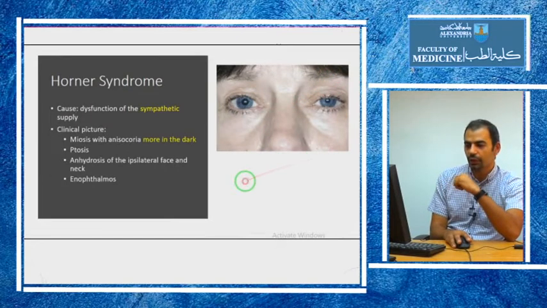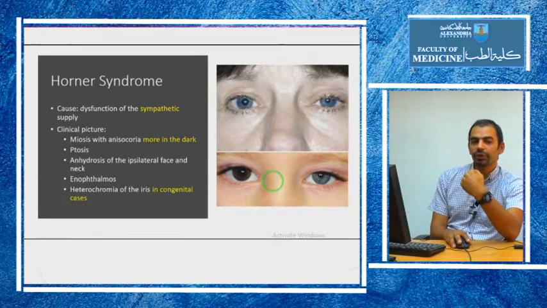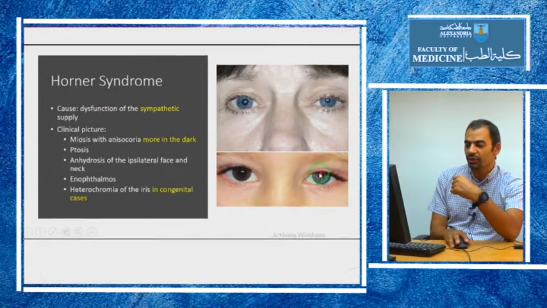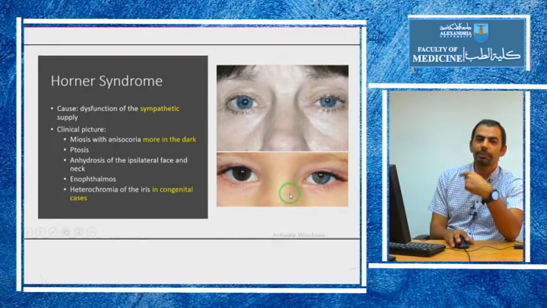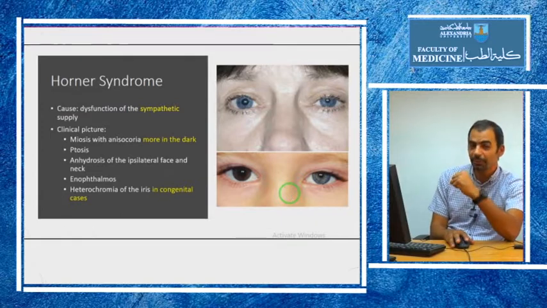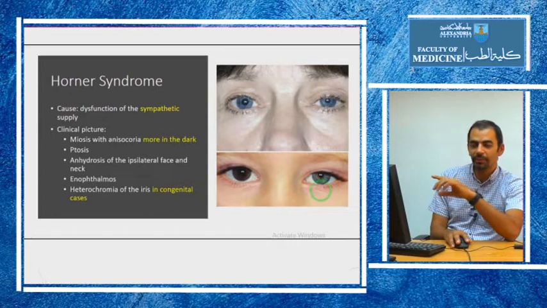In congenital Horner syndrome, so some babies are born with congenital Horner syndrome, they may have heterochromia iridis. This means that one iris has a different color from the other one. As you can see here, there is a bit of ptosis, there is a bit of miosis, and the iris is lighter in color because the melanin formation depends on the sympathetic flow to the eye, and when this is interrupted in the early years after birth, the melanin will not develop properly, and the patient will have this different color of the eye.